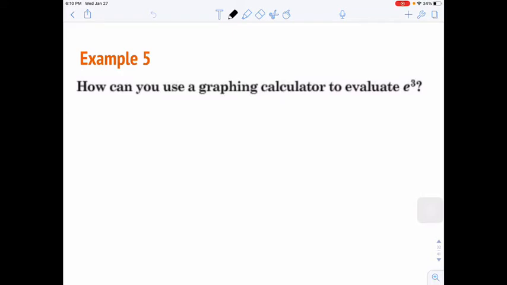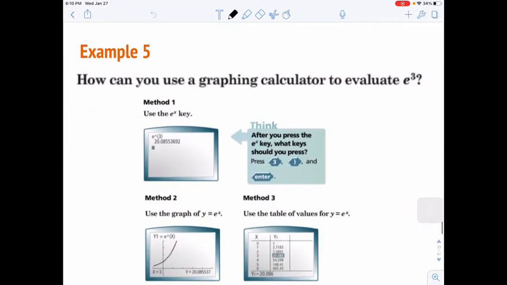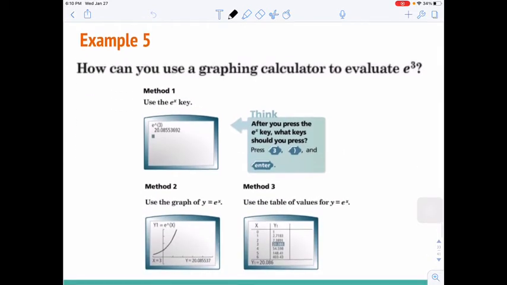There are 3 different methods we can use on a graphing calculator, and we can use all 3 of them on Desmos as well. So I'm going to go ahead and show you the next slide that has the 3 methods written out from the book. Method 1 is to use the e to the x key on your calculator. Your calculator has a button that looks like this, and after you press it, you'll press 3 to get e to the third, so e to the caret 3, kind of like how you would type it on the computer. Then you'd close the parentheses and hit enter.